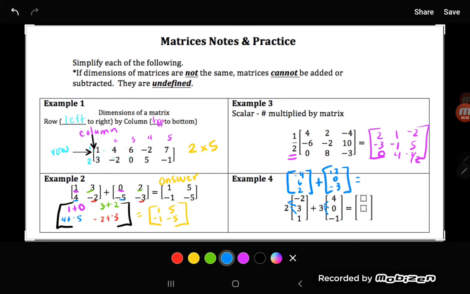Now I can add these matrices. Remember, if there's a scalar in the front, I must multiply each element of the matrix by the scalar before I can add them. So for example, negative 4 plus 12 is going to give you 8. 6 plus 0 is 6. 2 plus a negative 3 is negative 1. And this is your answer matrix.